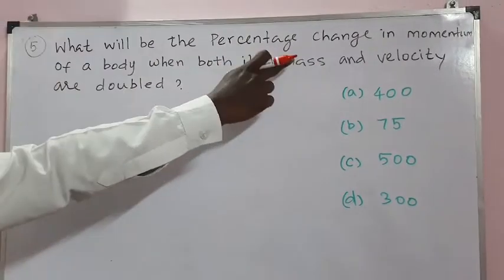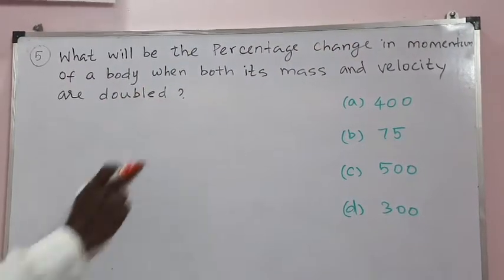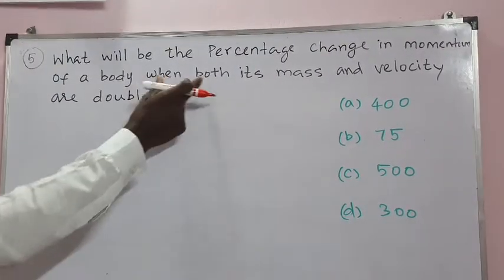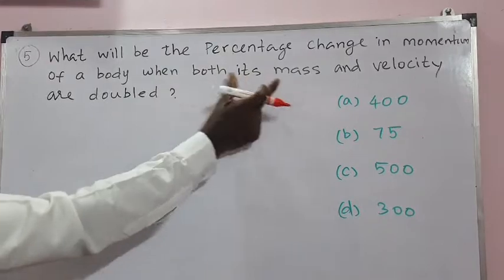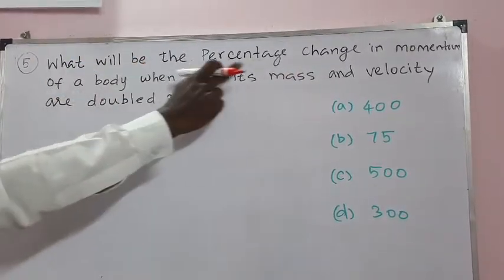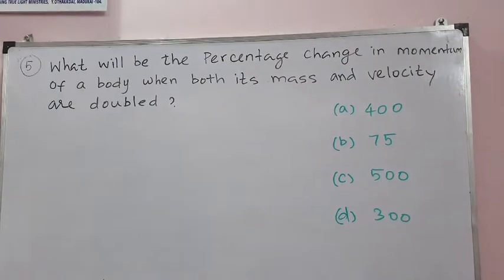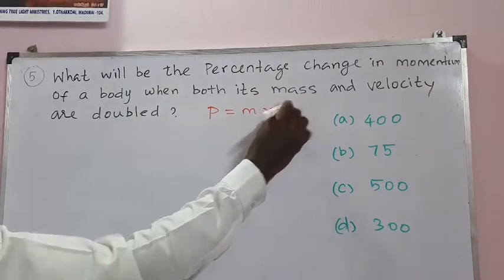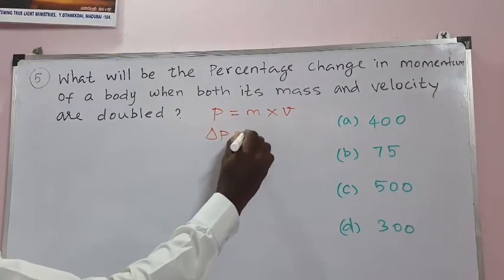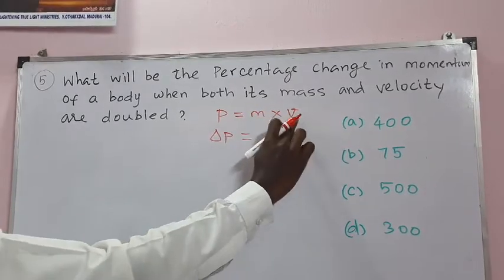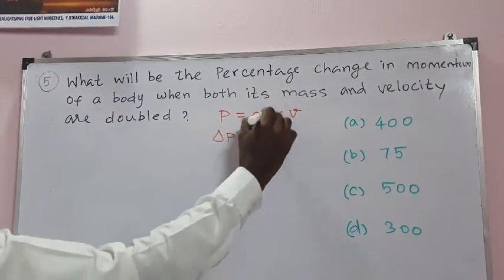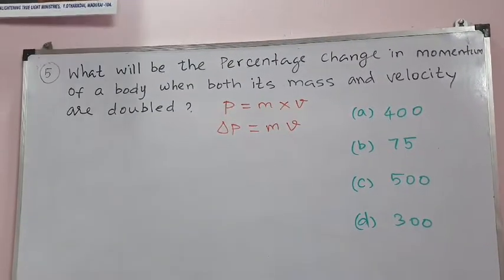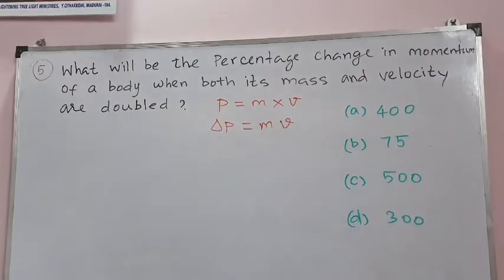What will be the percentage change in momentum of a body when both its mass and velocity are doubled? So when both the mass and velocity of the object are doubled, we are going to find out the percentage of the change in momentum. Already we know the momentum is equal to m into v. So here we can take change in momentum, that is, change in velocity, initial and final velocity. So here we can take m into v, change in momentum, v minus u or m into v.